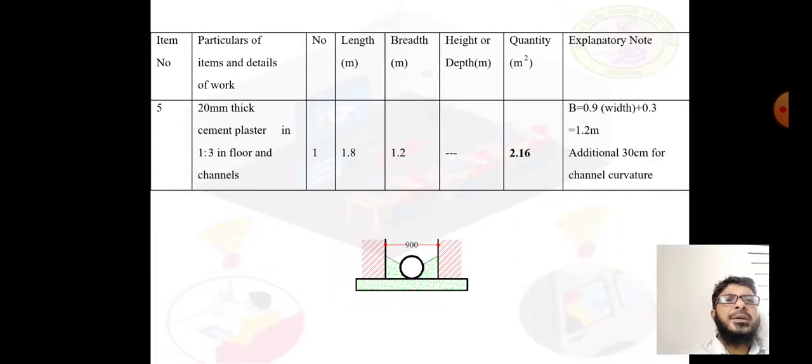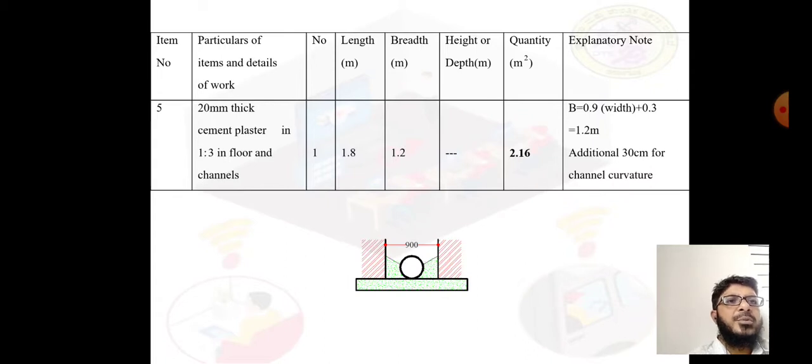Now come to the next item, that is 20 mm thick cement plaster in 1 in 3 cm in floor and channels. So number 1, so length we know 1.8 meter. Now breadth we will consider 1.2 meter. Total we have calculated. So quantity we got 2.16.